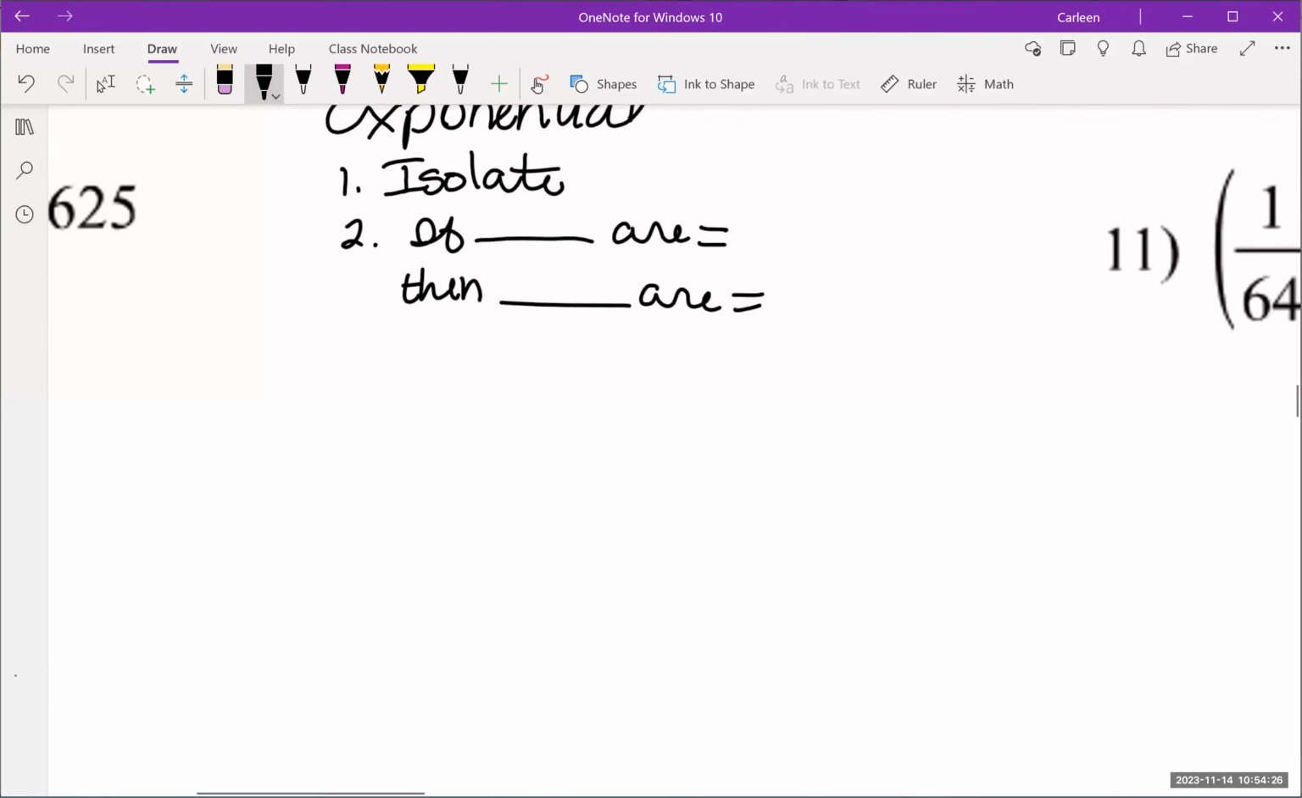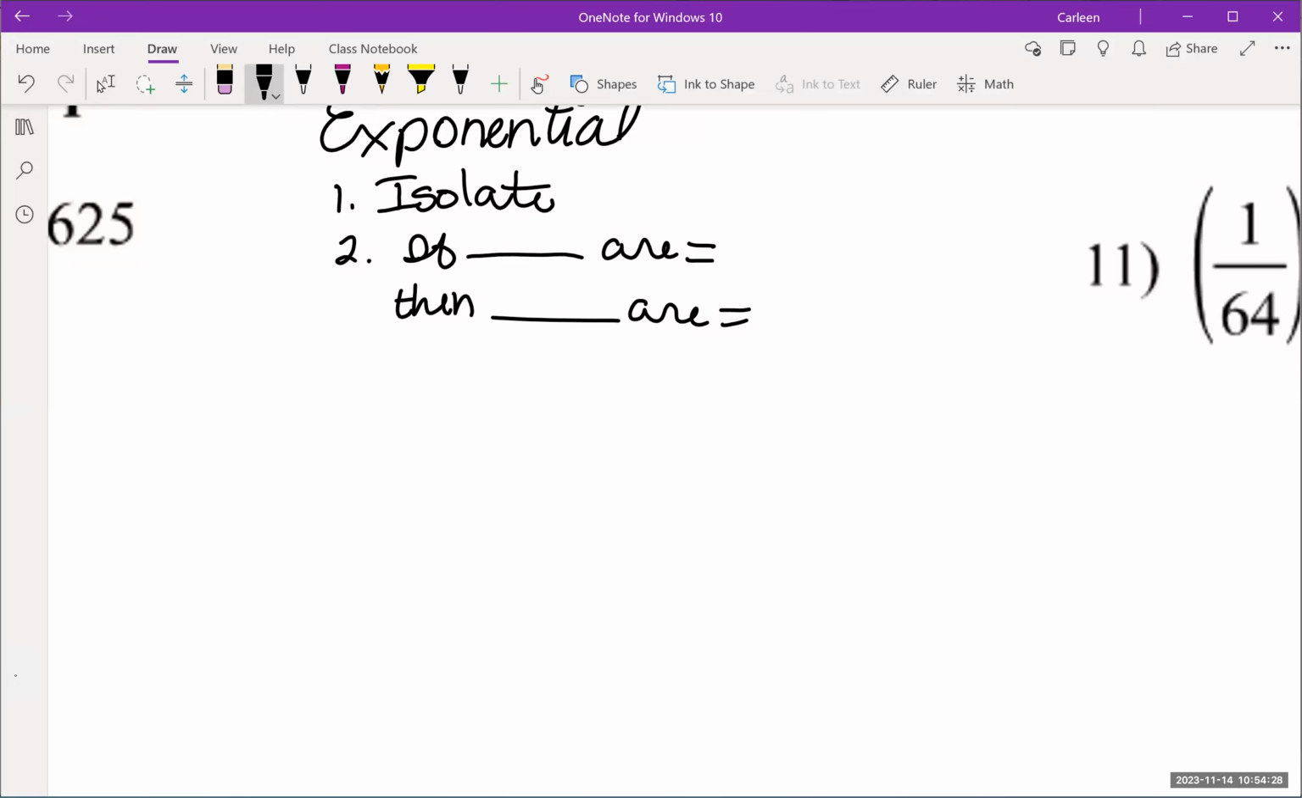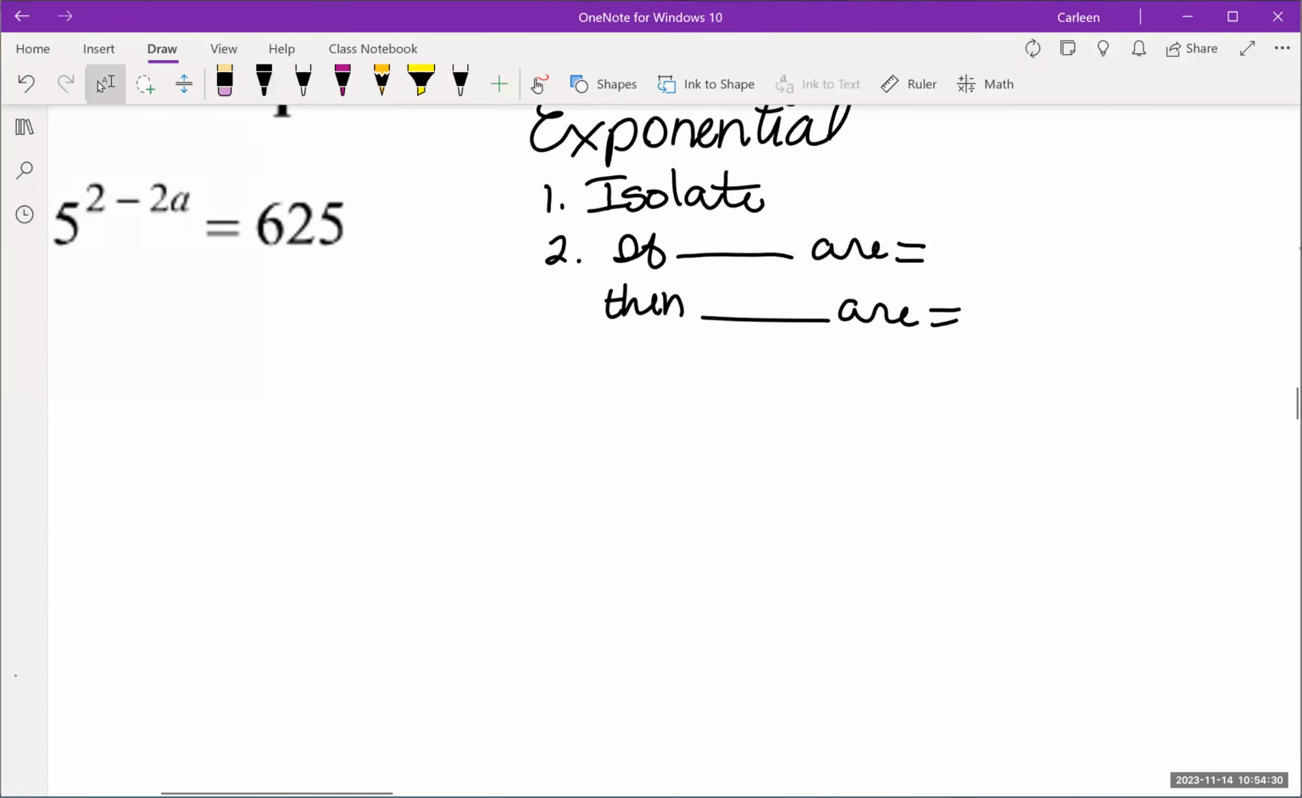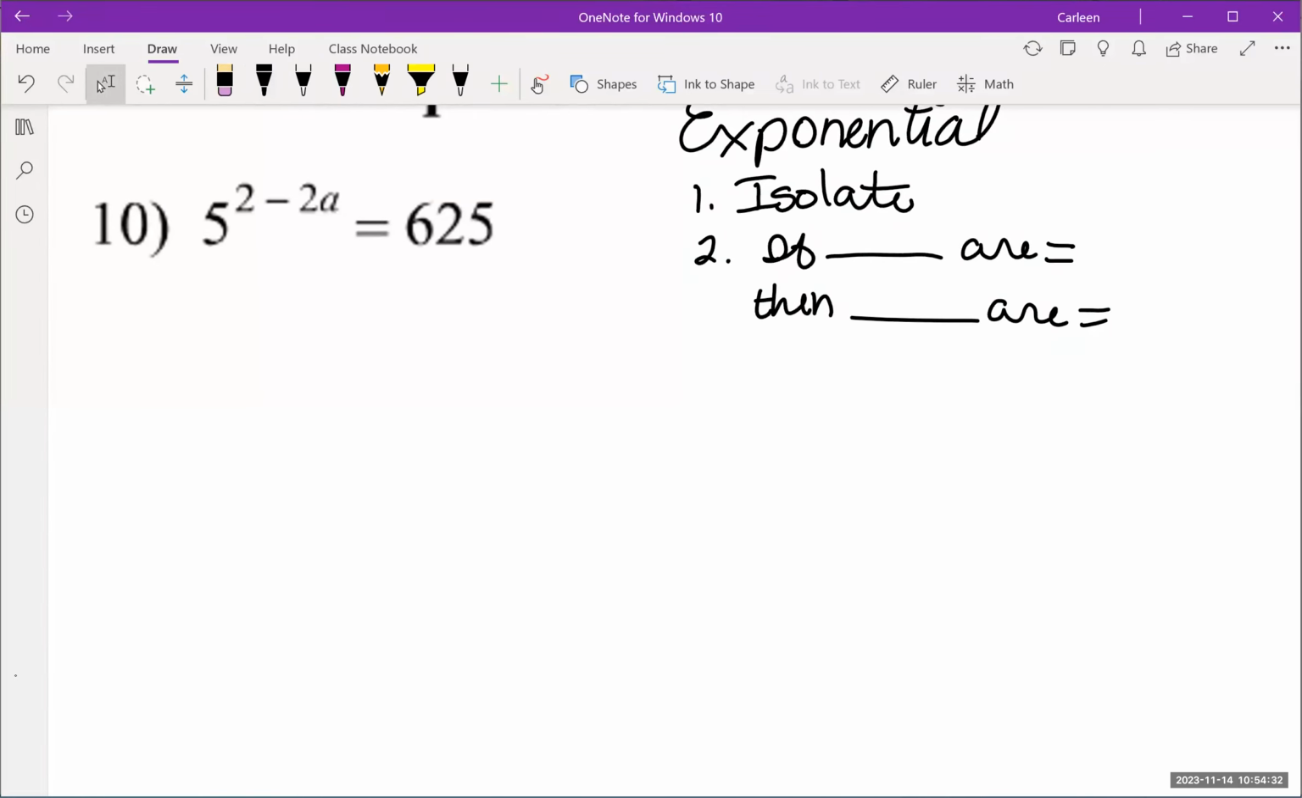Okay, so we talked about this last week. How do we solve an exponential? Anyone remember? All right. If the bases are the same, then the exponents are the same.